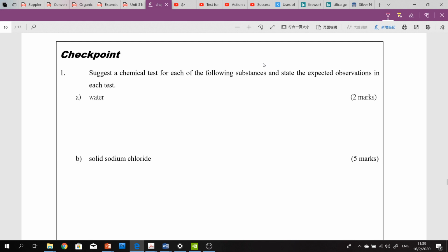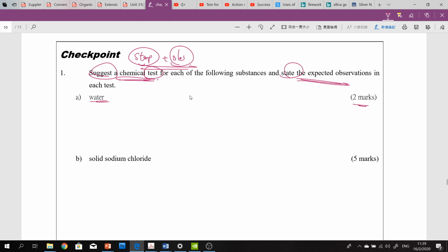Checkpoint. Suggest a chemical test for each of the following substances. You also need to state the expected observations in each test. So you are not only going to give the name of the test, you need to give the steps together with the observations. This is our proper procedure. So for water, 2 marks, of course, the steps and observations that you may see.